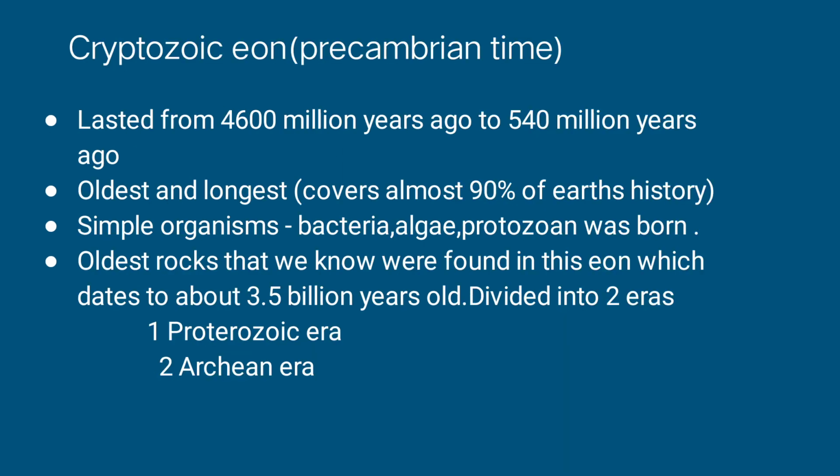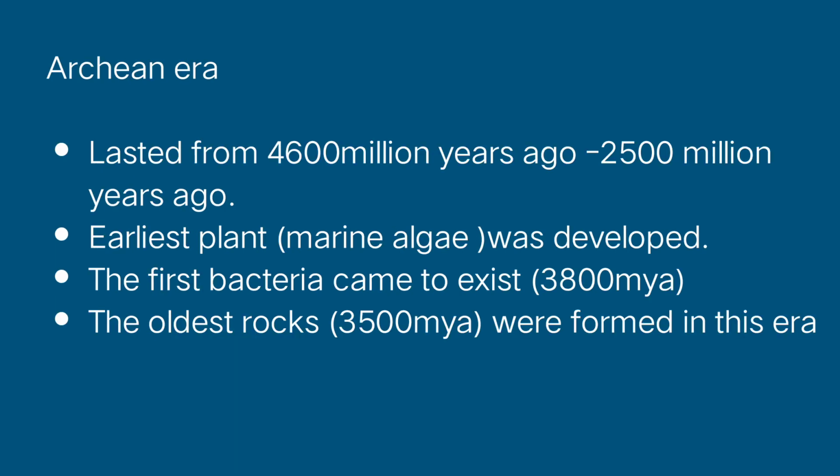Cryptozoic eon lasted from 4600 million years ago to 540 million years ago, the oldest and longest. Simple organisms such as bacteria, algae, and protozoans were born. The oldest rocks that we know were found in this eon, which date to about 3.5 billion years old. It is divided into two eras, Proterozoic era and Archean era.